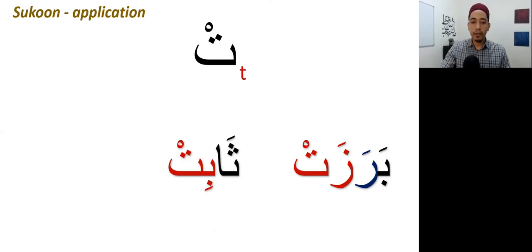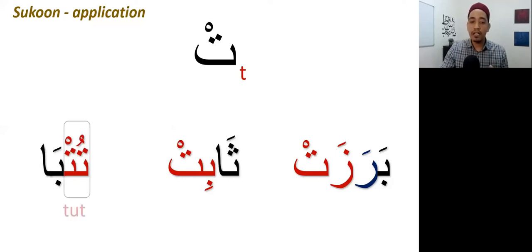Okay. Here we go. Tha, bit. Tha, bit. Listen to the ta at the end. Tha, bit. That release of air there, that's an important component of the Arabic ta. Finally, tut. Ba, tut. So we can see there, here's the ra, I have it in blue, so that is ba, ra, zat. Thabit, tut, ba.